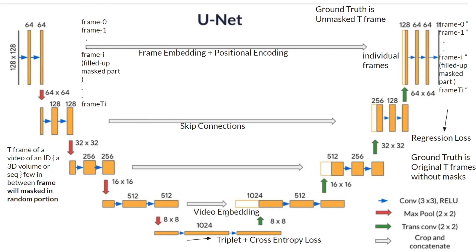Once we get these video embeddings, we try to reconstruct a particular frame from it, which basically involves up convolution and then crop and concatenating. We are using 2 cross 2 transpose convolution in this. After the decoder has reconstructed the image, we calculate the regression loss with the ground truth. One thing that we are doing here is that the ground truth will not contain any masked frames. It's the original frames that we have given. In that way, our model will train.